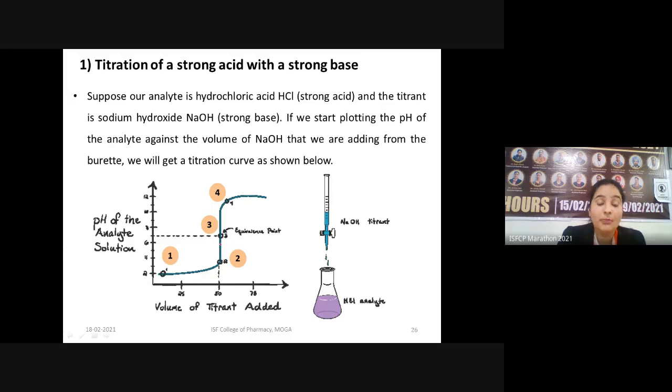Beyond this point, with more introduction of hydroxyl ions, the number of hydroxyl ions will now exceed the number of proton ions present in the solution, and hence our solution will become basic in nature. So this is the curve. We will discuss this curve in more detail by considering four points of this curve, that is point number 1, point number 2, point number 3 and point number 4.